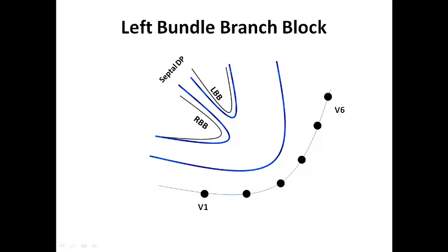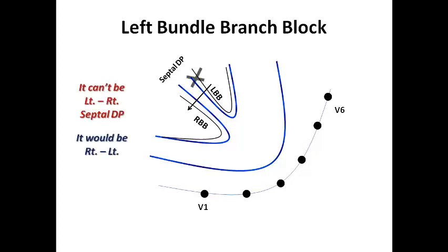Let's move to the left bundle branch block. Here the problem is in the left bundle branch in the left ventricle. So septal depolarization, which normally flows from left to right, of course can't go left to right because the left bundle is affected, so it would be right to left, a reversal of the normal direction. So here in V1 and V6 I would not find the normal small R wave in V1 and normal small Q wave in V6. No, I would find a start of negative deflection in V1 and a start of positive deflection in V6.